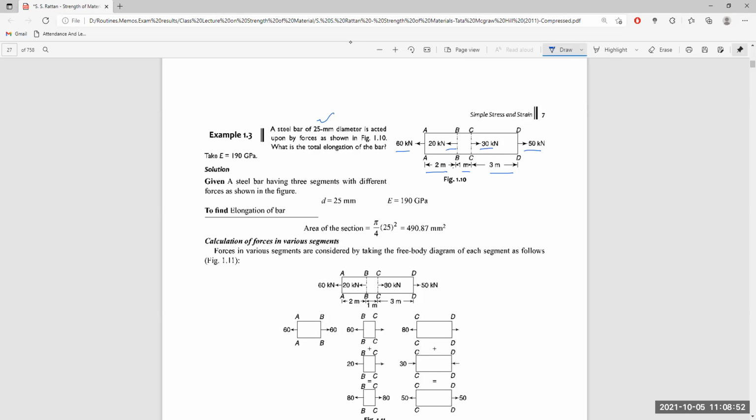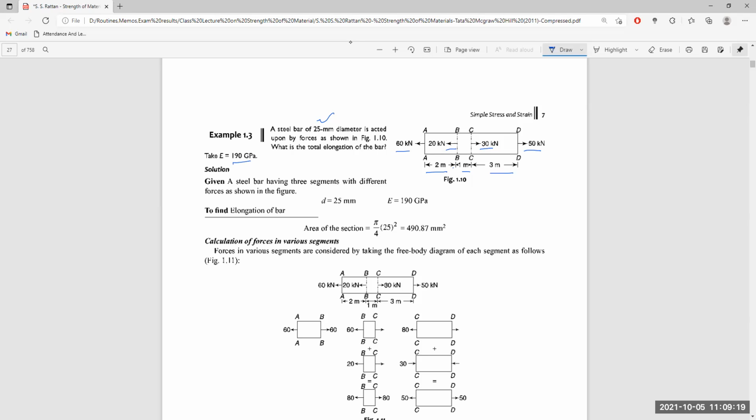Okay. So total 80 kilonewton is acting leftwards, and total 80 kilonewton is acting rightwards. So the bar is in perfect equilibrium. First, you have to check this before starting the problem. And E is given as 190 GPa, multiplied by 1000, 190 times 1000 MPa. Diameter is given 25 millimeters, so we can find the cross-sectional area.